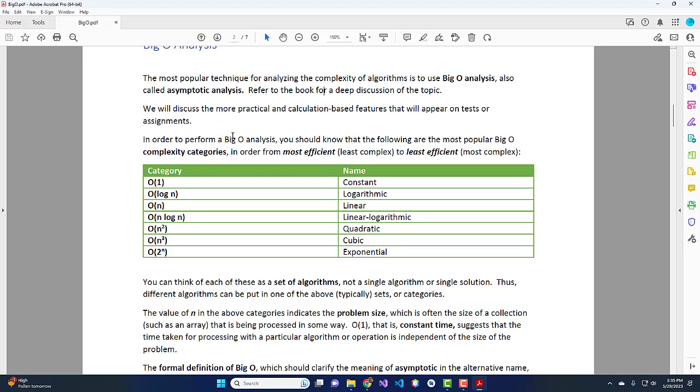In order to perform a Big O analysis, you should know that the following are the most popular Big O complexity categories, in order from most efficient, which means the least complex, because we're dealing with what we call complexity, to least efficient, which are the most complex, or that take the most time given the same size of input.